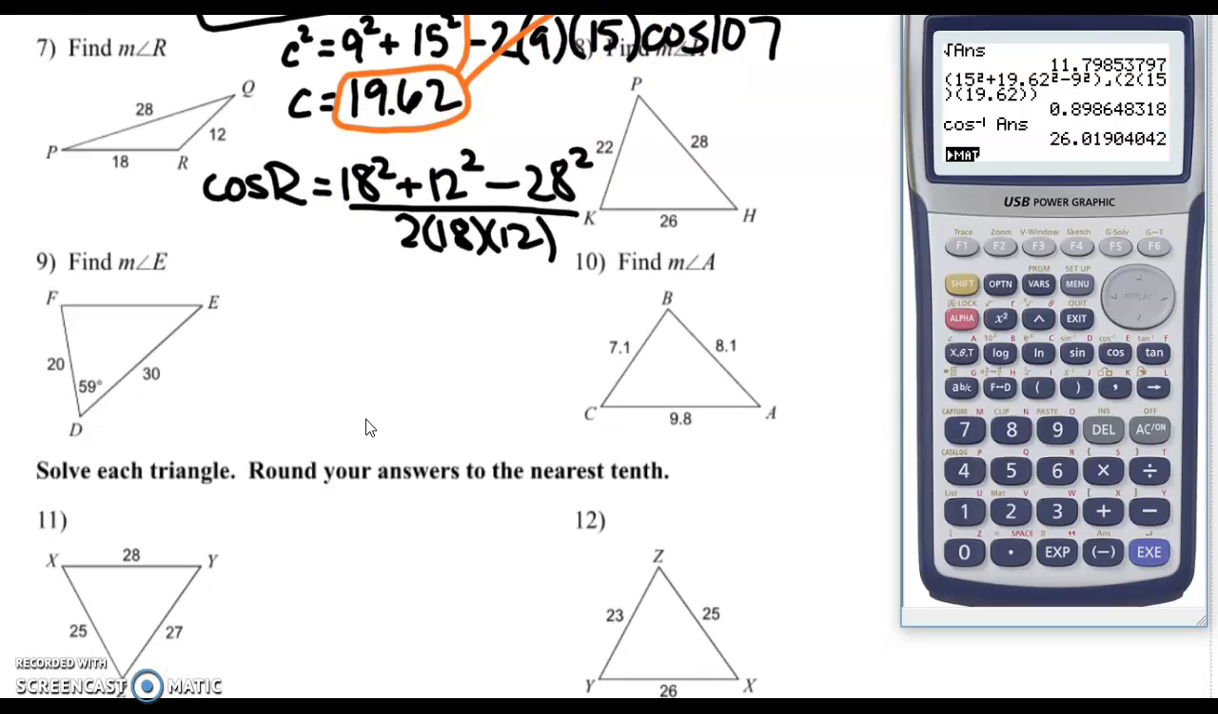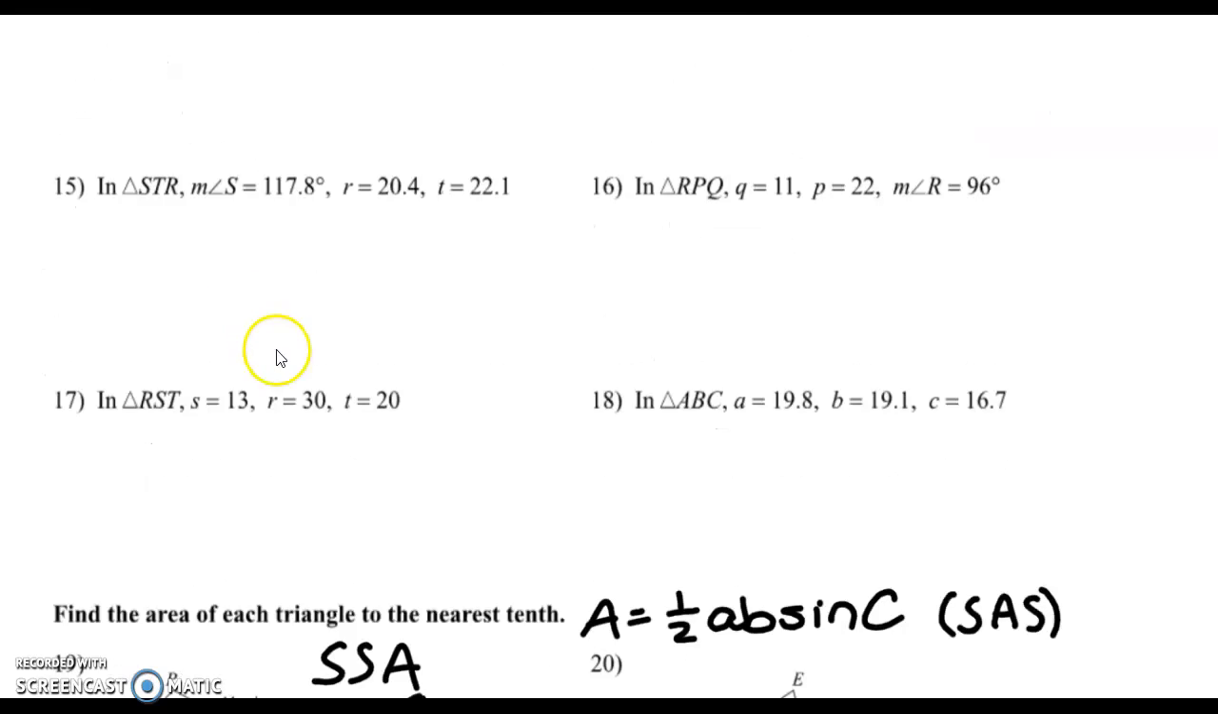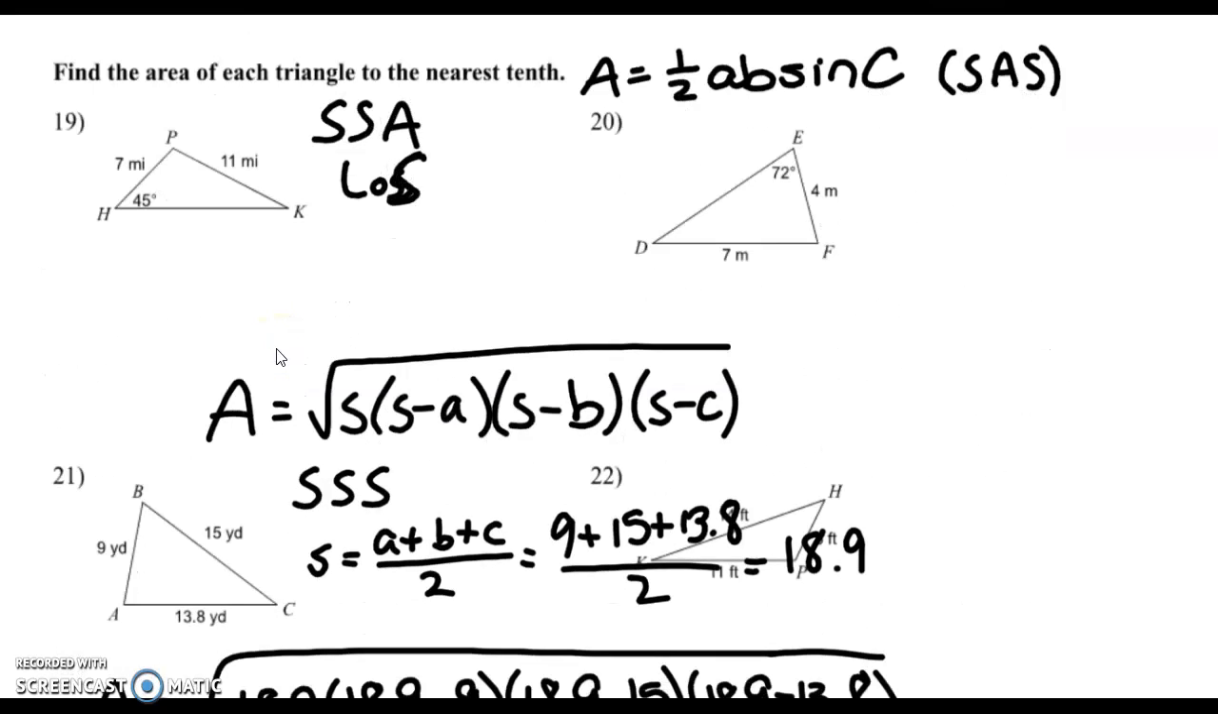The last question I want to go over with you guys in this video is to take a look at the area problems on the next page. So in 19 and 20, well, all of these at the bottom, they asked us to find the area of each triangle, which we have learned so far this formula for 1/2 AB times the sine of angle C, or the included angle. So in other words, we were looking for a side angle side triangle where the angle is included or sandwiched in between the 2 given side lengths.